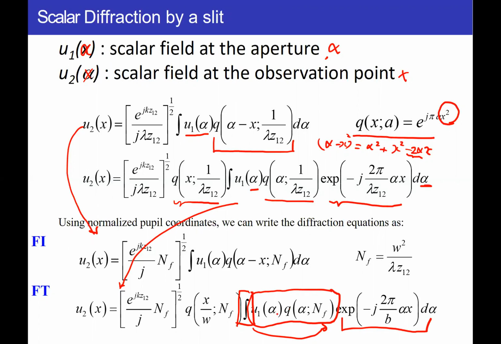So the Fourier transform of the field at the aperture plane times a quadratic phase, the Fourier transform of this is going to be our field at the observation point. So we have two different viewpoints. One is to directly utilize the Fresnel integral, and the other one is using the Fourier transform. But basically, it is the same mathematical form. Okay.